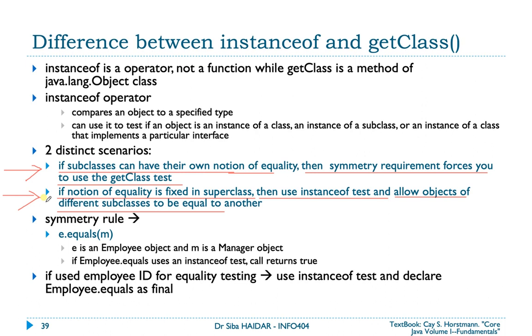If the notion of equality is fixed in the superclass, then you can compare a secretary with a manager, a student with an employee, for example. So you fix the equality in the superclass. What does it mean? It means the equals will become final in the superclass. You cannot override it anymore. Then you use instanceof in order to permit all to return true when they are instance of Employee. For example, this is the superclass Employee. Okay, this is one condition.